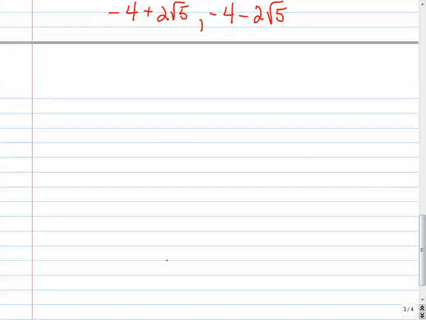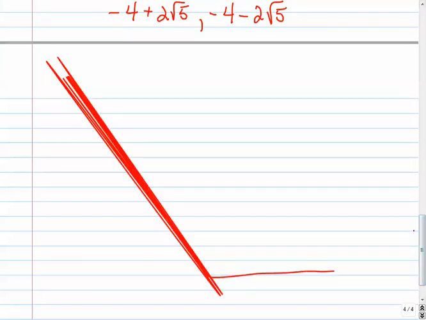Okay, let's do one where you're going to have a fraction. The second one that I want to solve is, plus 1 equals 0. And so again, you see this will not factor, and it's not in the right form to use the square root property.